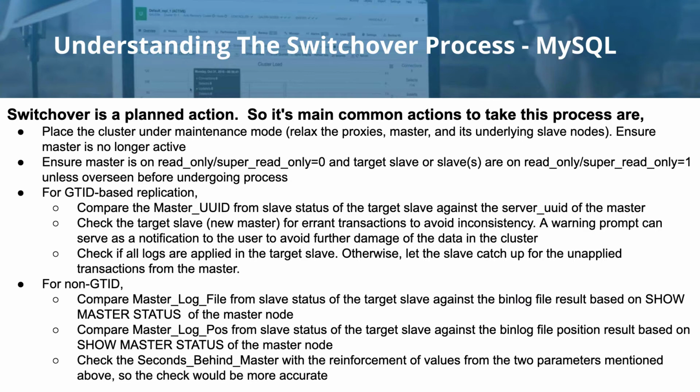For GTID-based replication, compare the master UUID from the slave status of the target slaves against the server_uuid of the master. Check the target slave, which is the target new master, for errant transactions to avoid inconsistency or data drift. A warning prompt can serve as a notification to the user to avoid further damage to the data in the cluster. For example, notify before continuing a certain action or let it fail and manually fix it. Check if all logs are applied in the target slave. Otherwise, let the slave catch up on unapplied transactions from the master.